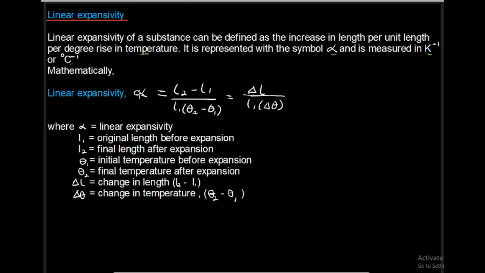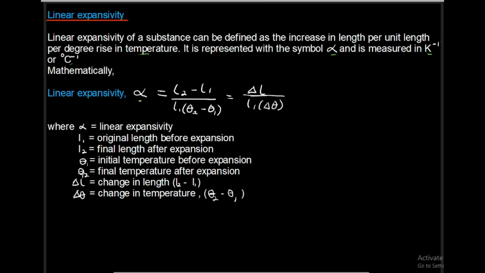Mathematically, we have linear expansivity equal to change in length all over the original length times change in temperature. So we have L2 minus L1 all over L1 times change in temperature, where L2 minus L1 is simply the change in length, L1 is the original length, and this is the change in temperature. This is called linear expansivity.